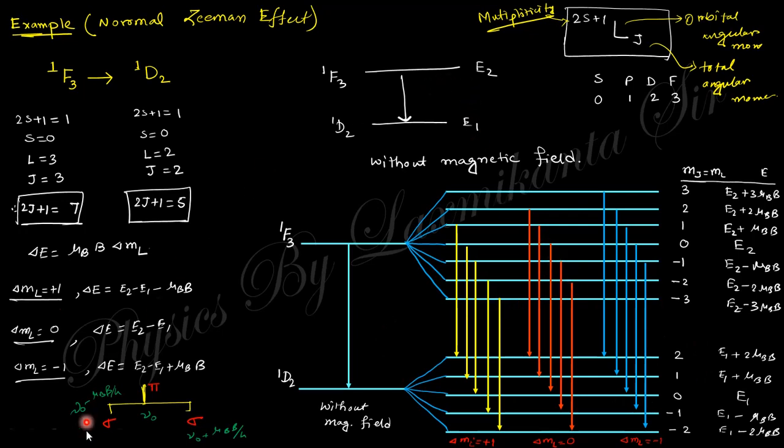When we do not apply this magnetic field, you will get only the nu zero frequency. So this is without magnetic field, and this is for with magnetic field. With magnetic field, we will get these spectral lines.